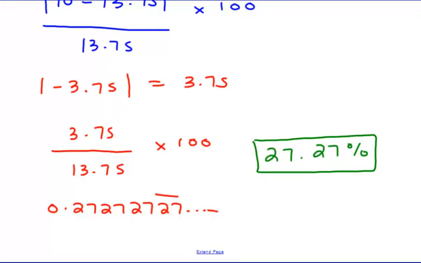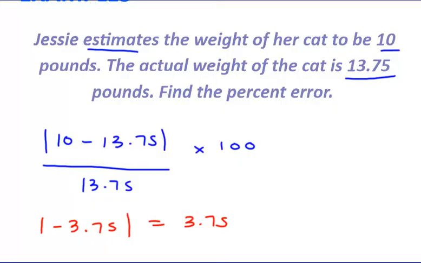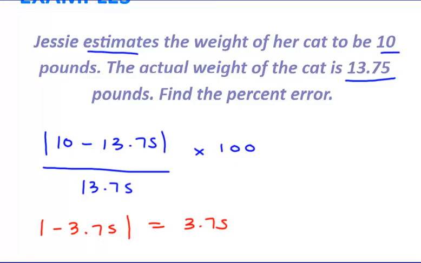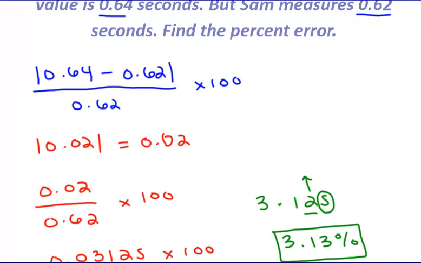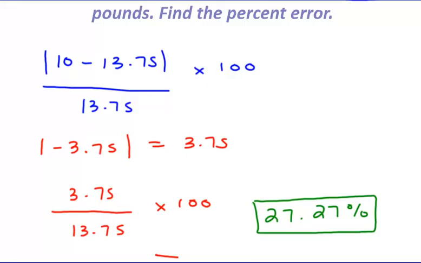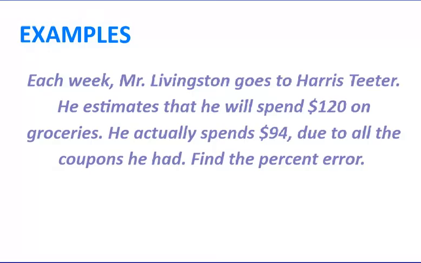So in this example, Jesse's guess was a little farther off than Sam's guess in the last example because Sam was 3% off and Jesse is 27% off. So remember, the lower the percentage, the closer that individual was to the correct answer.